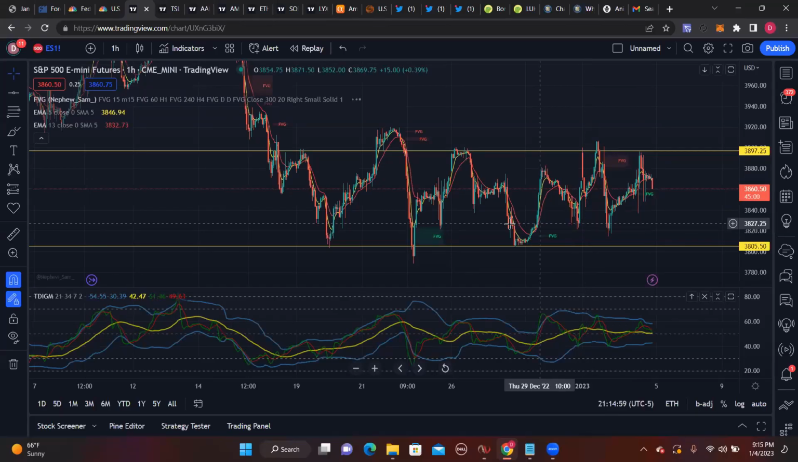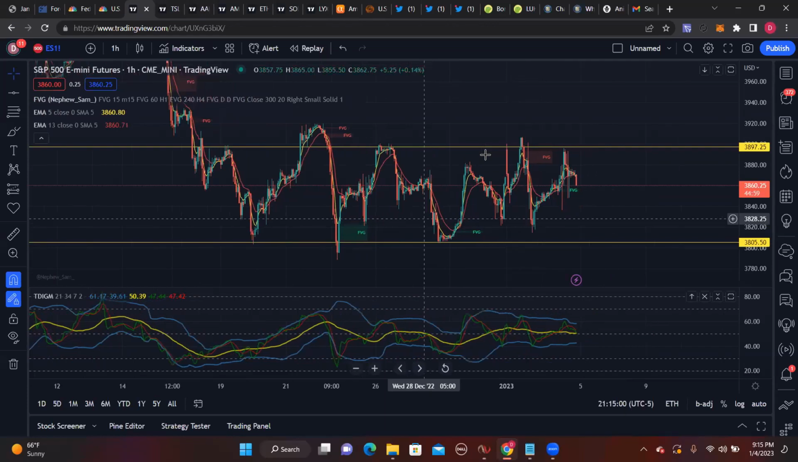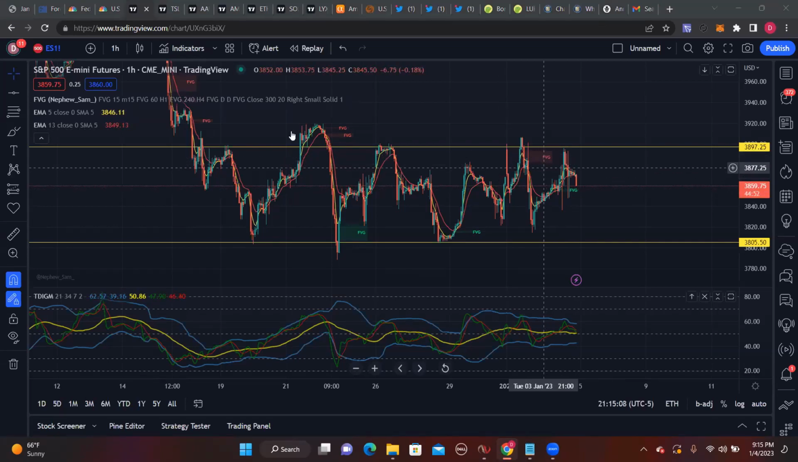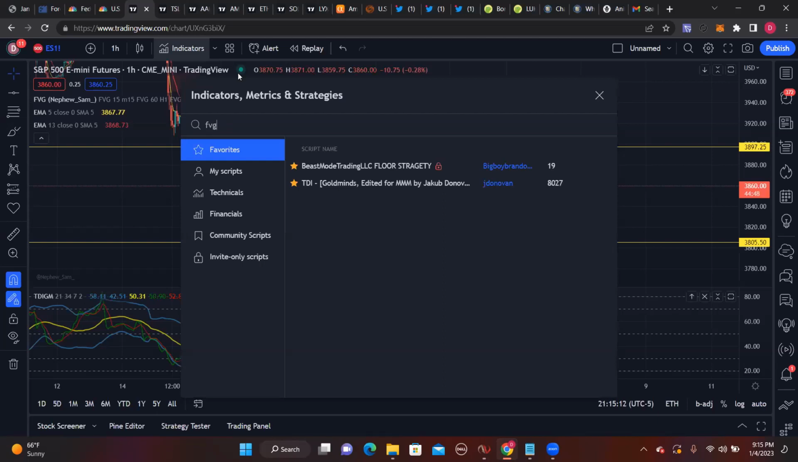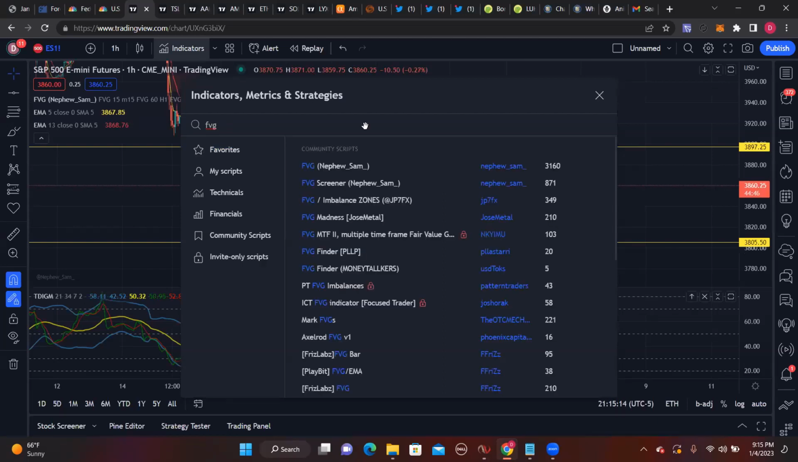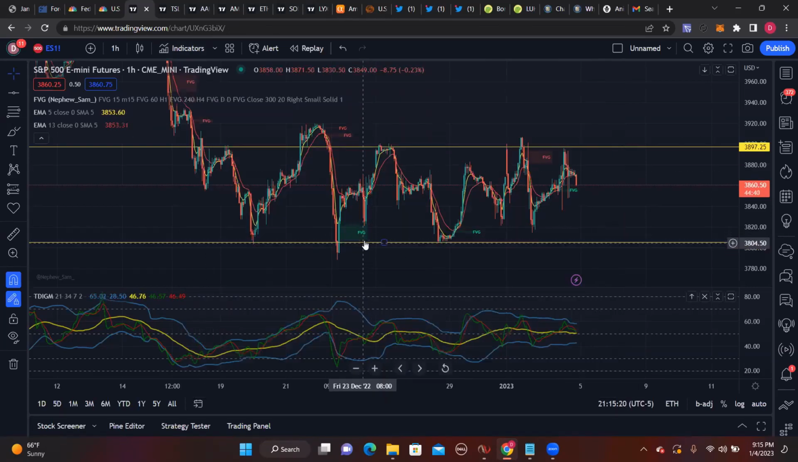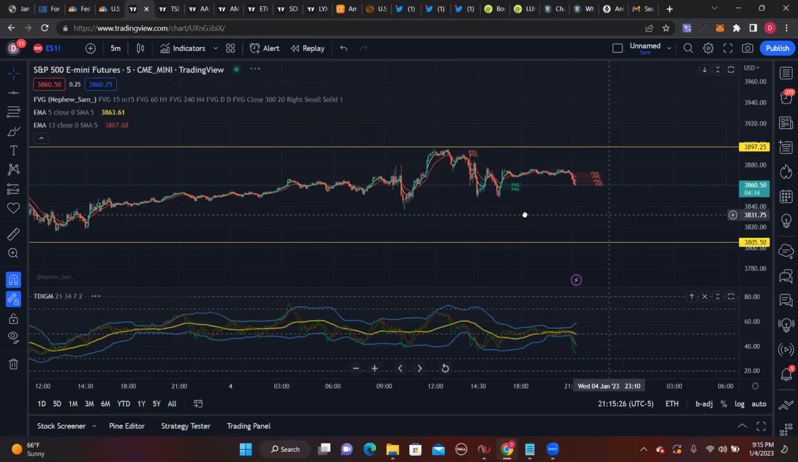Because somebody else just DM'd me as well about the FEG. Like Jamar said, you can add it with the template you have, or if you just want the ones that show up on your chart like this, it's pretty simple. Just go to indicators, type in FEG, and it's going to be this first one here by Nephew Sam. Put that on your chart. It's going to put the FEGs on your chart, just as you saw in Jamar's. You can change the time frames, all that good stuff.